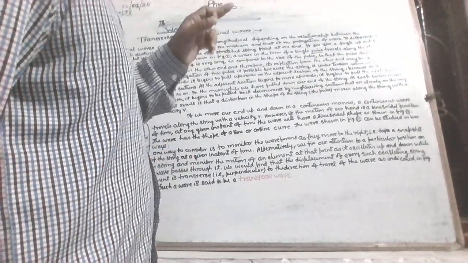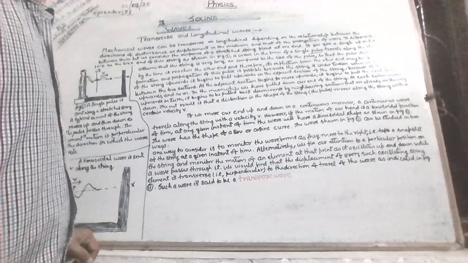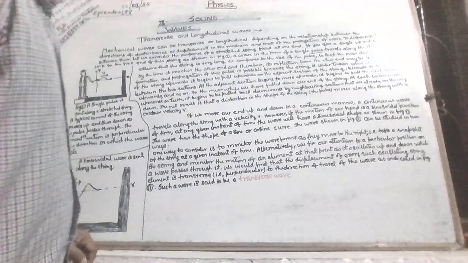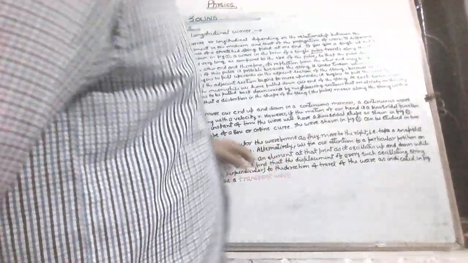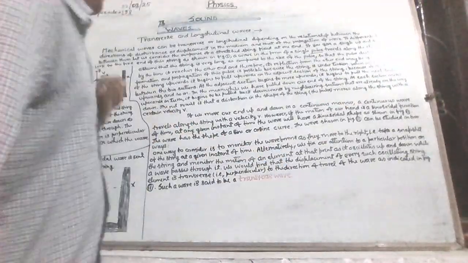As each section moves upwards in turn, it begins to be pulled back downwards by neighboring sections that are already on the way down. The net result is that a distortion in the shape of the string, or the pulse, moves along the string with a certain velocity v as shown in figure 1.